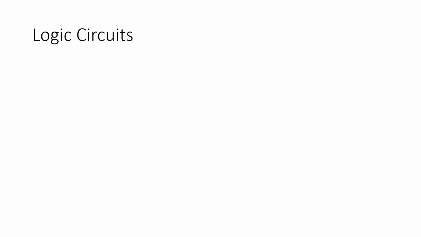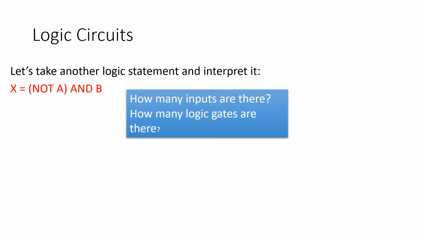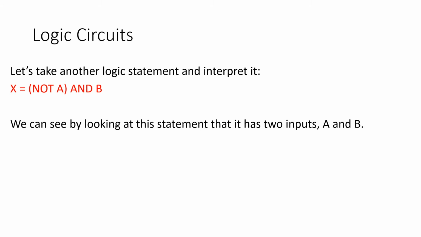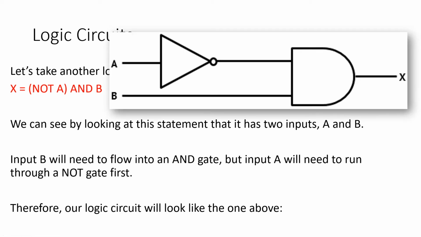Let's look at another one. X equals NOT A AND B. Well, how many inputs are there? You can see there's two inputs, A and B. And how many gates are there? Well, there's NOT and AND, so those are the two gates. Looks like you're going to do a NOT of the input A first, and then that will flow into an AND gate along with the input B. So the circuit will look like this.